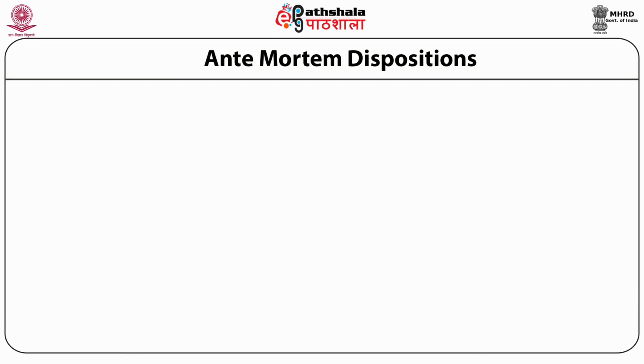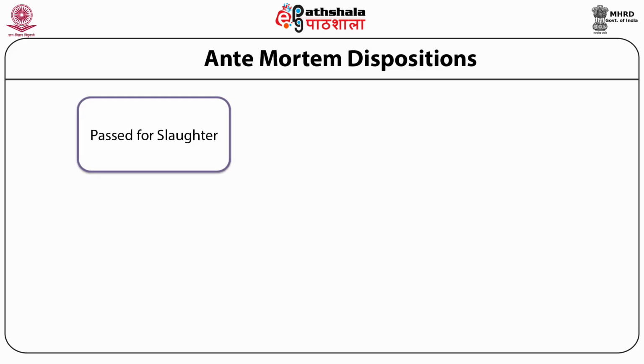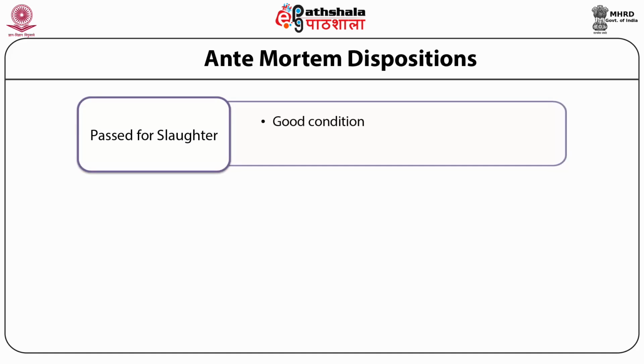Now the ante-mortem dispositions. There are three possible outcomes or dispositions that follow ante-mortem inspection. First is that the animal is passed for slaughter. This means that the animal is ready and in good condition for further processing into meat. These kinds of animals are sound and in good condition for further processing. They produce excellent quality of meat.